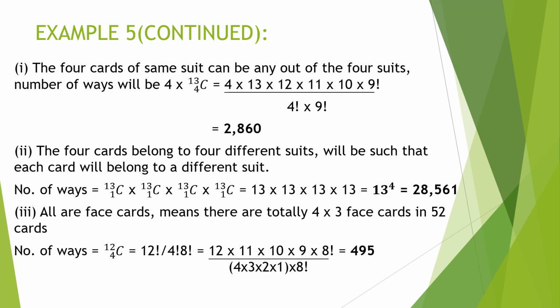Third case is all are face cards. You know that there are 3 type of face cards. You have jack, king and queen. But all of them are there for all the 4 suits. So totally how many face cards are there? 4 into 3, 12. So number of ways of selecting 4 cards out of those 12 will be 12C4. 12 factorial upon 4 factorial into 12 minus 4, which is 8 factorial. So when you simplify this, 12 factorial is 12 into 11 into 10 into 9 into 8 factorial. 8 factorial gets cancelled out. So you have totally 495 ways.